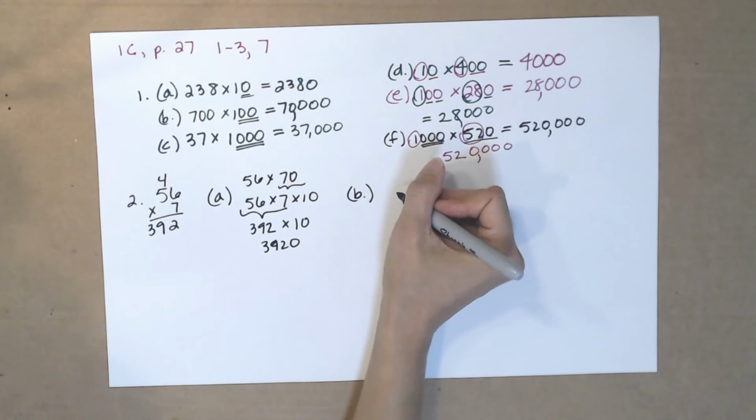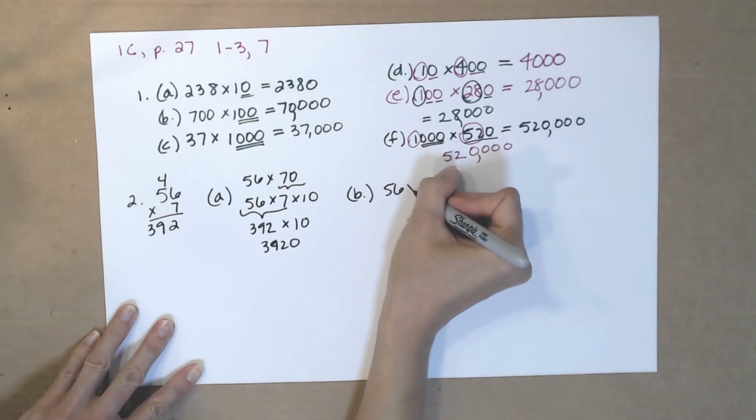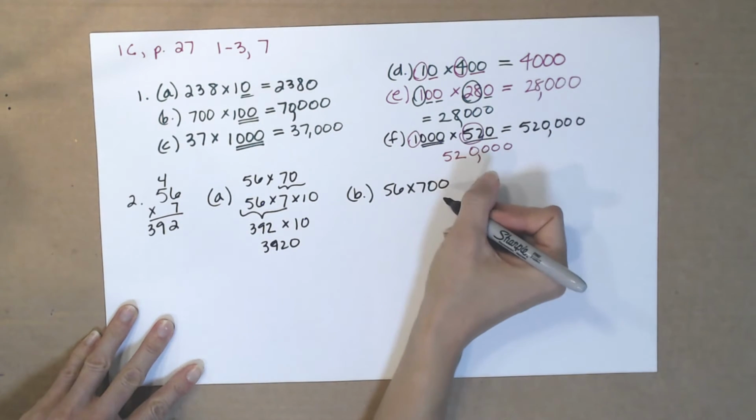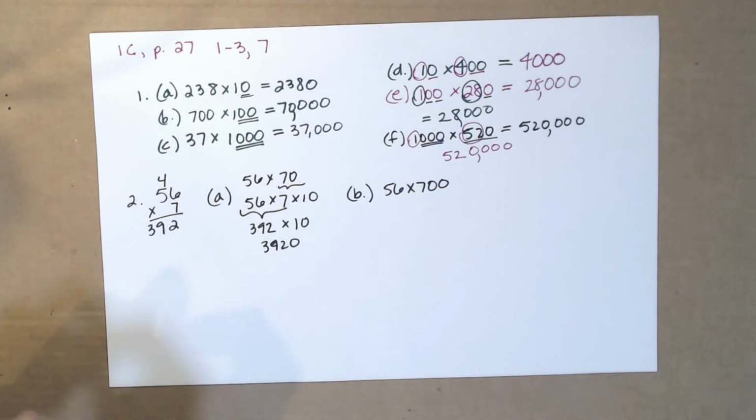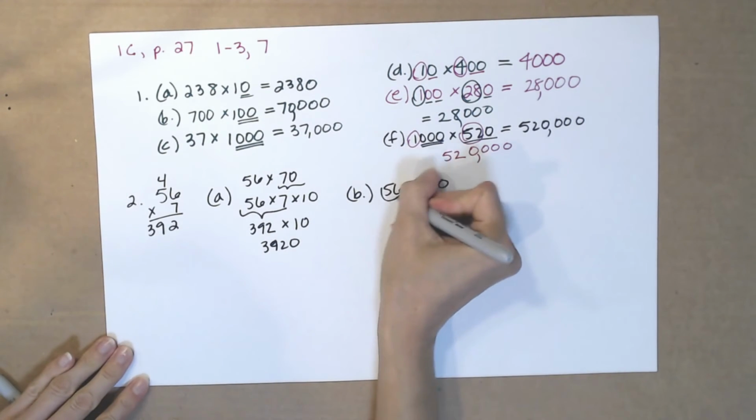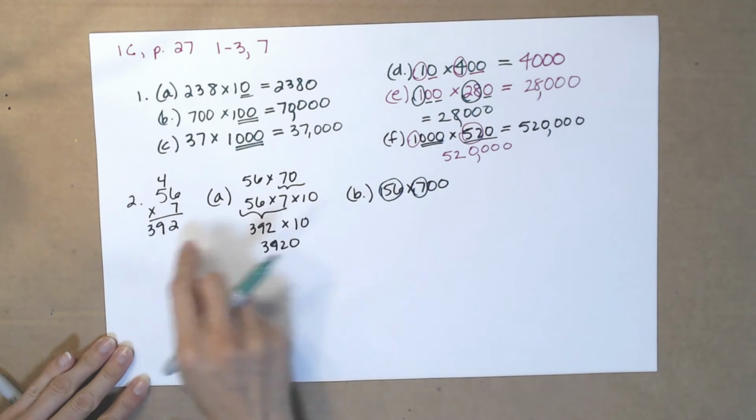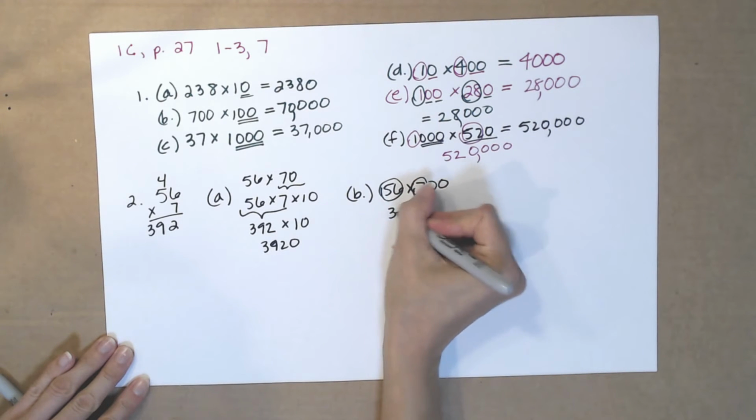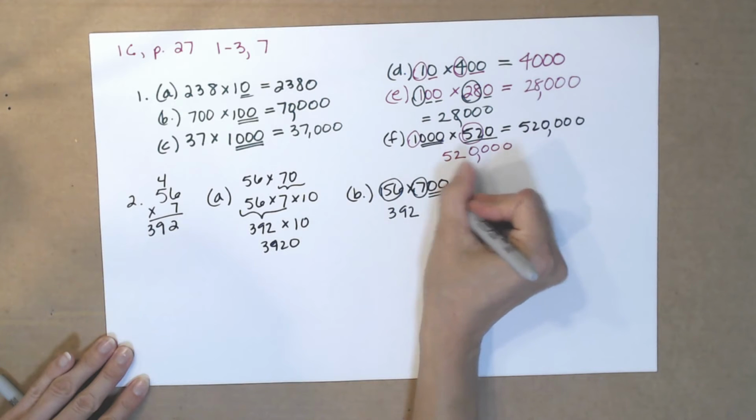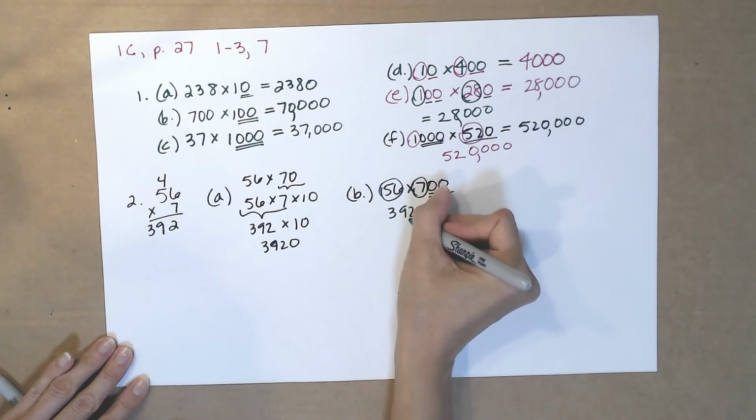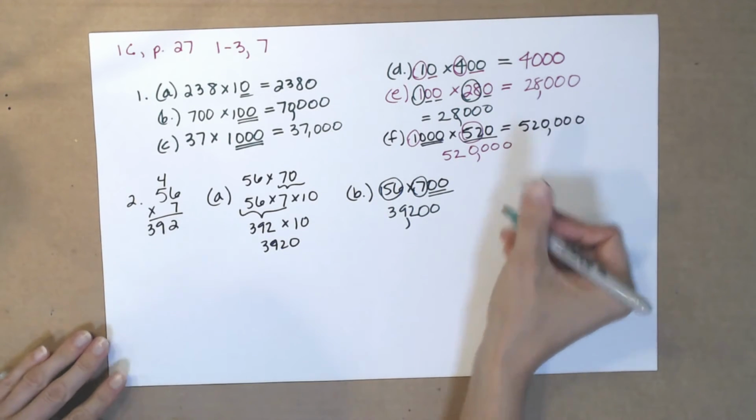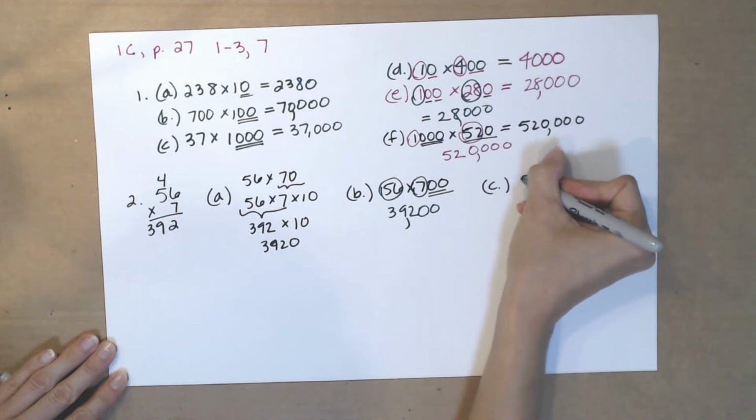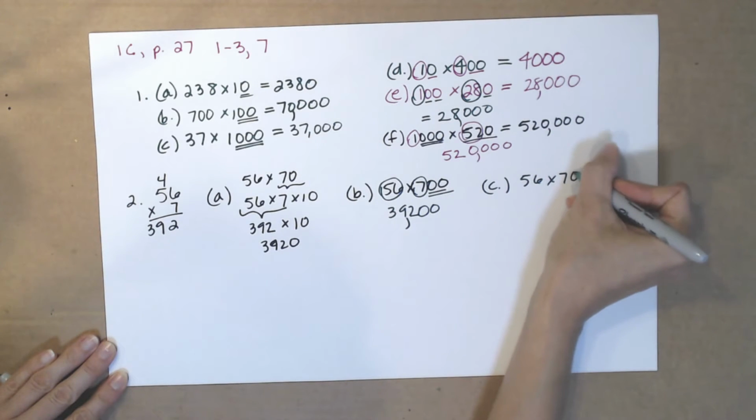And B, now we want 56 times 700. So again, we just start with that 56 times 7, which are our leading digits, and we know that's 392. And now we just add these 2 zeros, or our trailing zeros, and we get 39,200. And then the last one is 56 times 7,000.